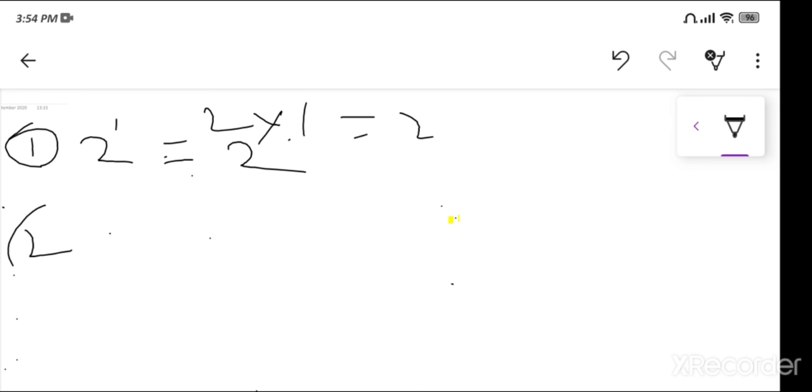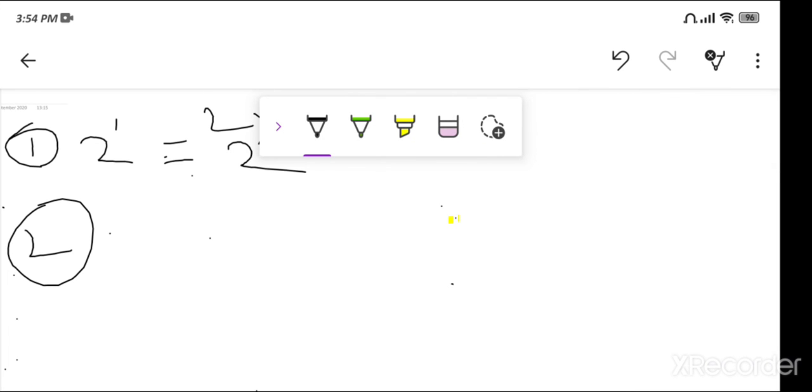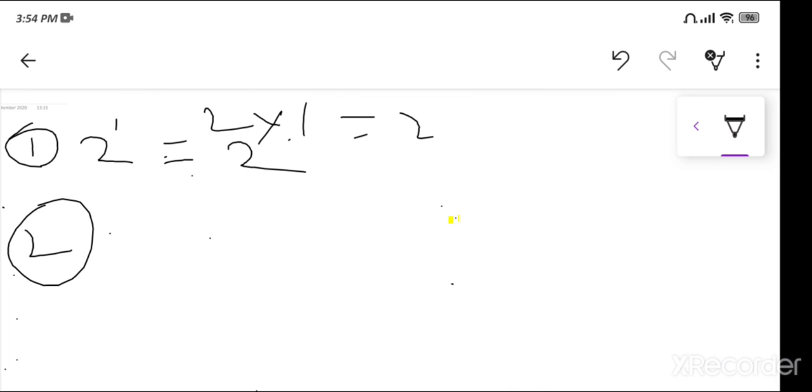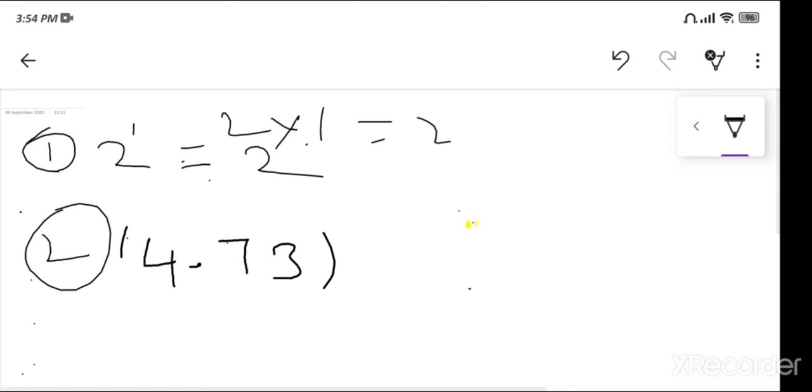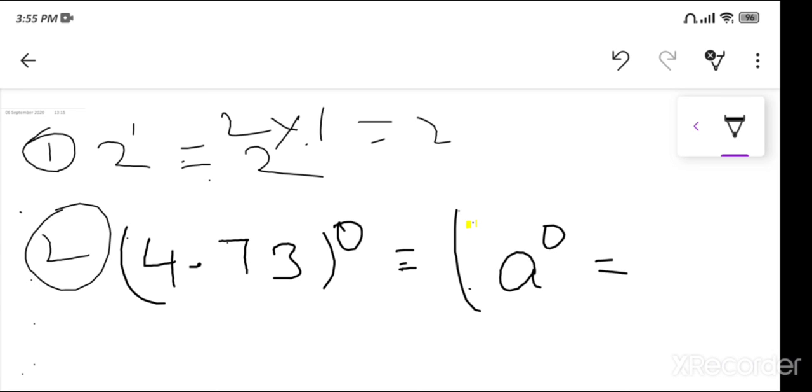Alright, nice. Second one. My handwriting is really bad. The second one we have is 4.73 whole power 0. So what's going to be the answer? As I told you, anything to the power 0 will be actually 1. So the answer here is 1.